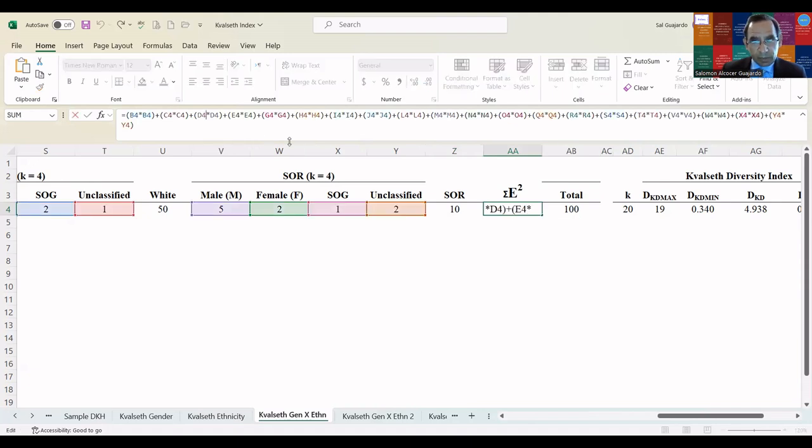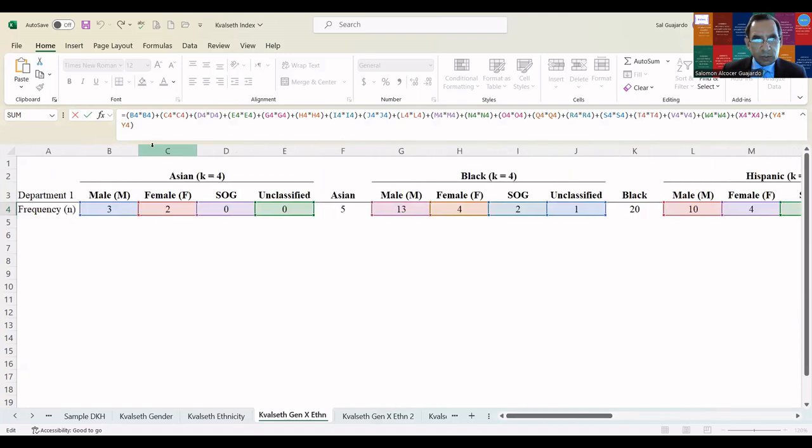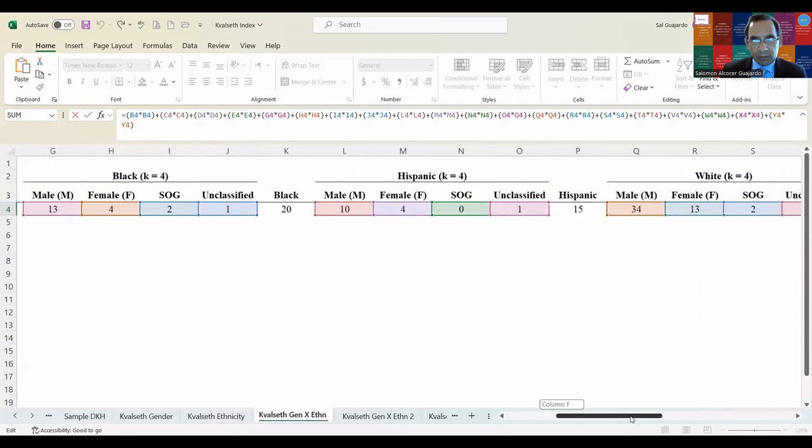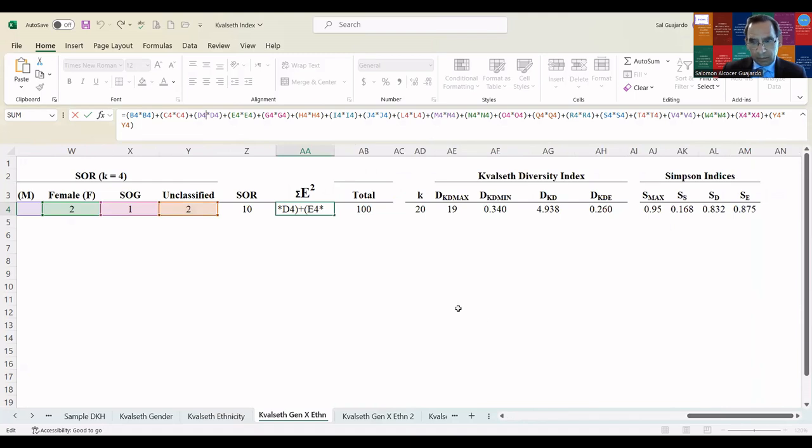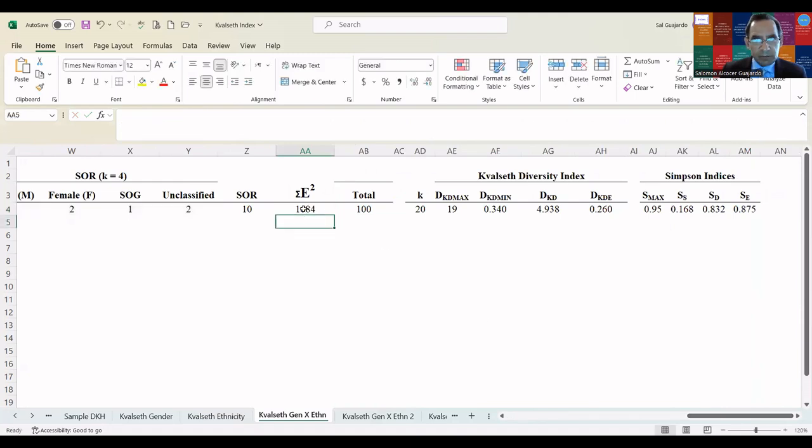Here again, I multiply the frequencies. Rather than using the long, complex formula of the power function in Excel, I just multiplied each frequency by itself. So again, for the Asian workforce, it's 3 times 3 plus 2 times 2 for the females, times 0 for some other gender, and 0 times 0 for the unclassified. And I did that for each ethnic workforce by gender. That gave me the 1684.